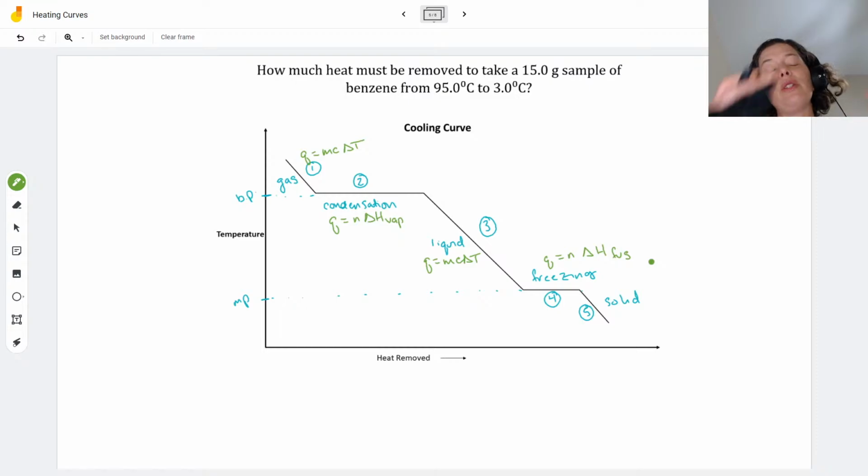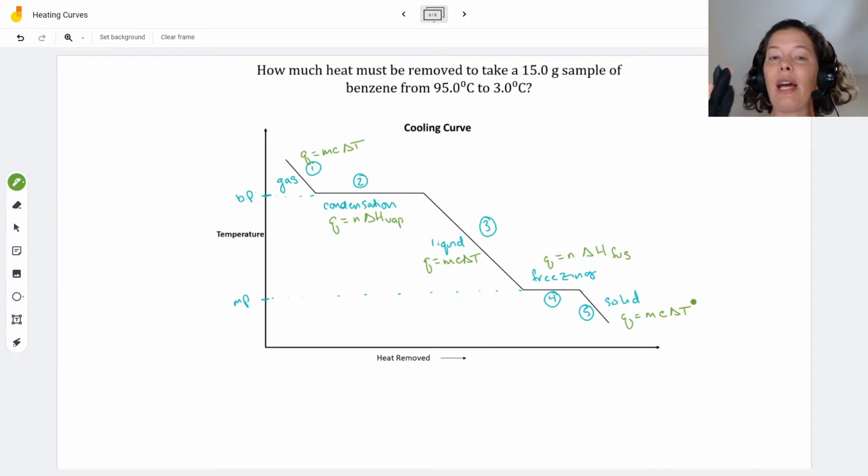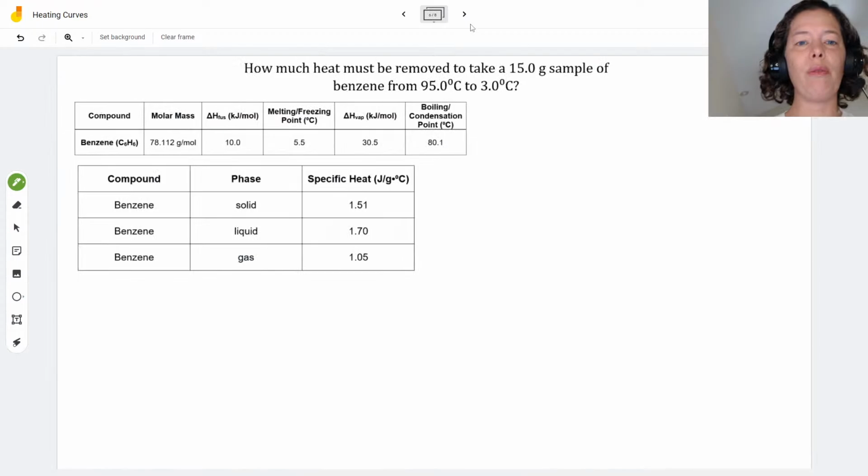And then finally, once we've taken the liquid and frozen it at the melting point, we're going to cool it down even farther. That is a temperature change, so we go back to Q equals MC delta T. So what we're going to have to do is take a look at the information on benzene and decide how many of these steps we need to do. Are we going to go through all three phases just like we did with ethanol, or are we only going to do part of the heating curve? So let's take a look at all of the information for benzene.